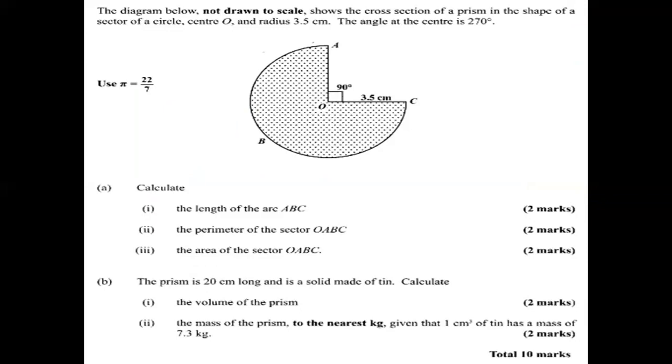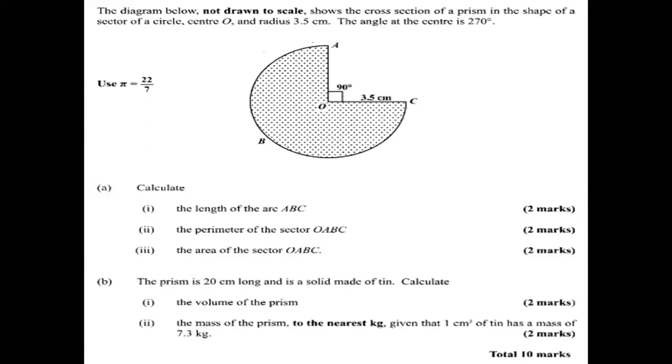And here we have our circle again. But this time, it's not a full circle. The question says, the diagram below, not drawn to scale, shows the cross-section of a prism in the shape of a sector of a circle, center O, radius 3.5. The angle at the center is 270 degrees. Pi is given as 22/7 again. And they ask us now, calculate the length of arc ABC. That's our curved part there from A coming around to B going back up to C.